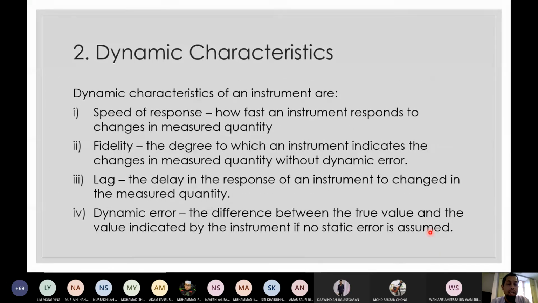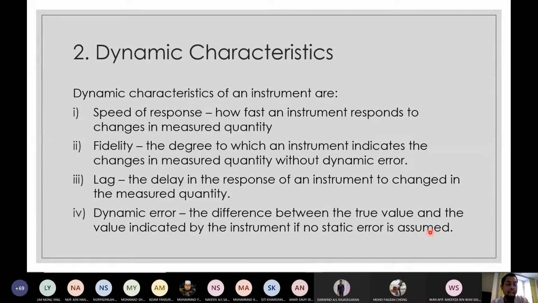And when we talk about dynamic characteristics, there are four features that we need to know about. Number one is the speed of response: how fast the instrument responds to changes. Number two is fidelity. Fidelity means basically how reliable your measured quantity is compared with the actual result. It is the degree to which the instrument can accurately detect the changes of the measured quantity. That we call fidelity.